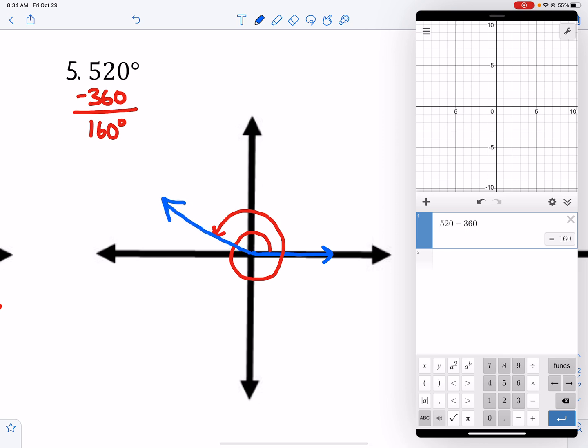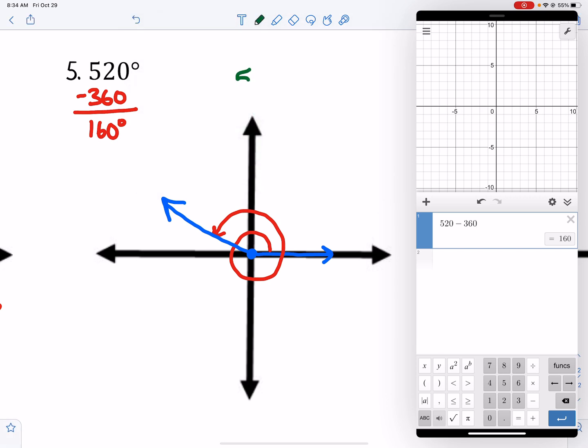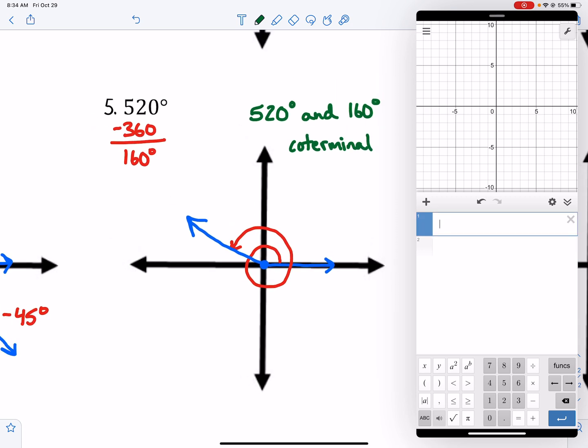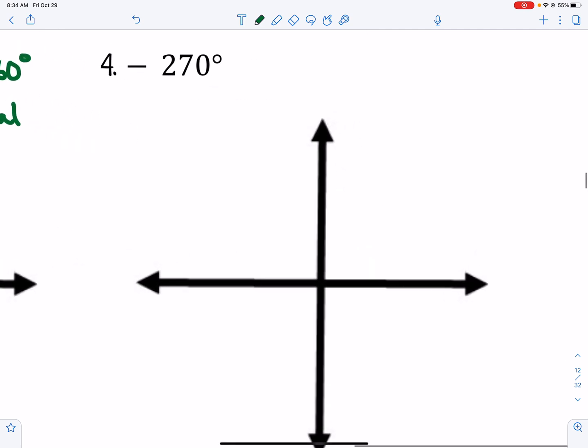So we have our vertex, we have our initial side, our terminal side. And then notice again that 520 degrees and 160 degrees would be coterminal angles because they land in the same exact spot. So that's, again, another good example of that. We don't need our calculator for the next one, so let's get rid of that.